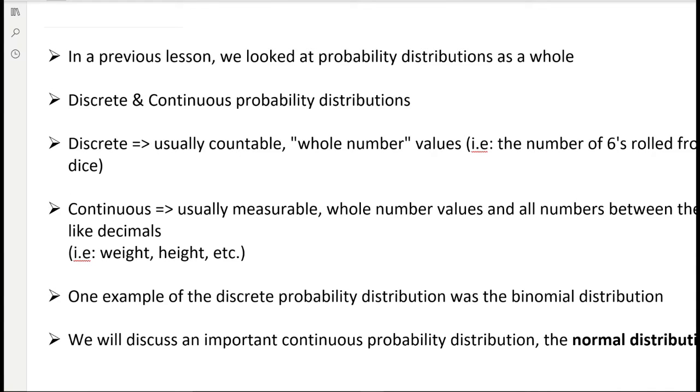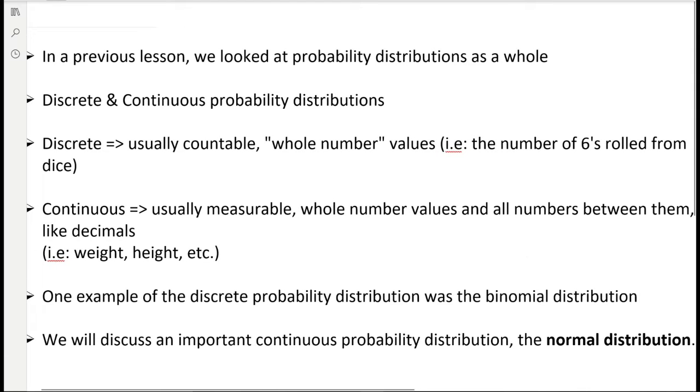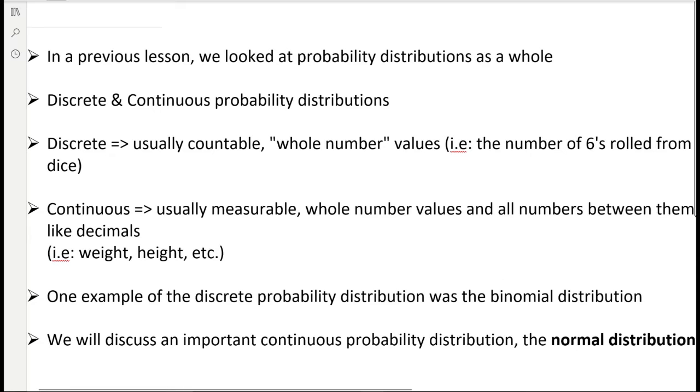So remember in a previous lesson, we looked at probability distributions as a whole. So we looked at discrete and continuous probability distributions because those are the two types. And we mentioned that discrete means usually countable whole number values. For example, the number of sixes rolled from dice. And continuous means that it's usually measurable whole number values and all the numbers in between them, like decimals, such as weight, height, etc.